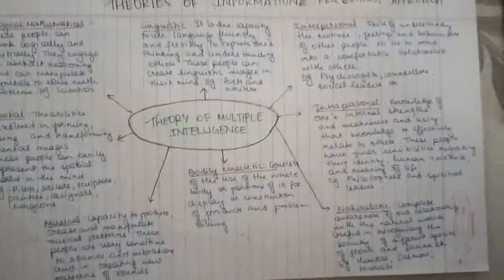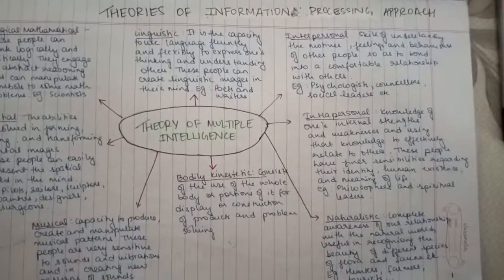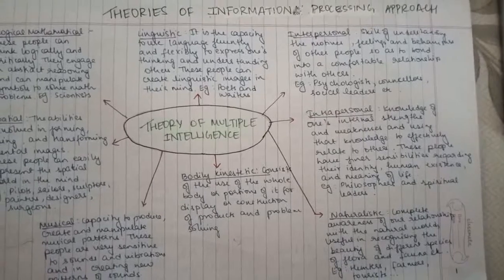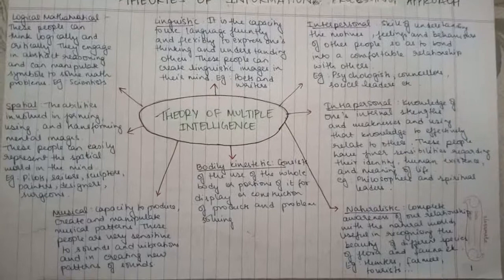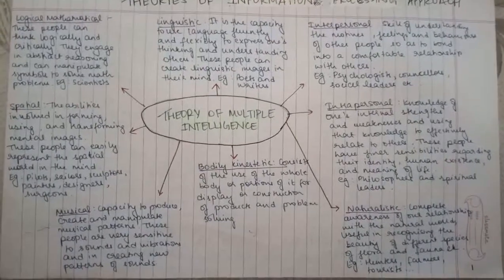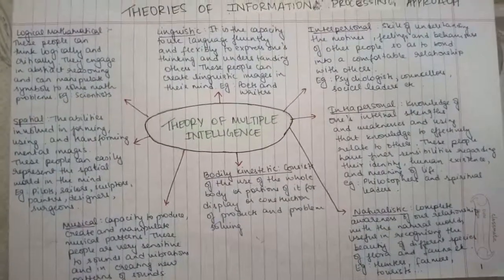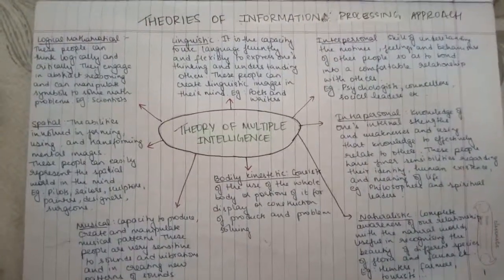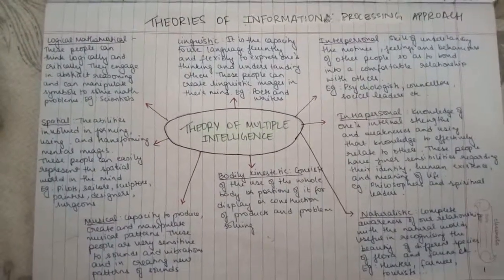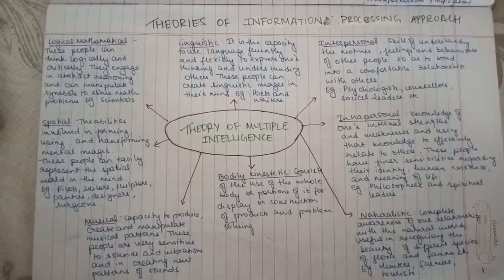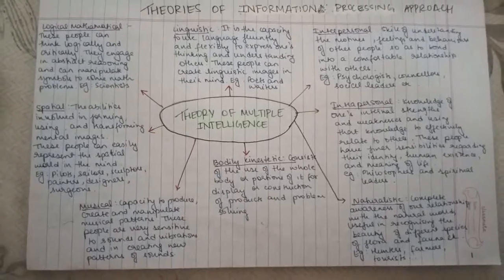And then coming to interpersonal intelligence. This is a skill of understanding the motives, feelings, and behavior of others so as to bond into a comfortable relationship with others. So you must have seen people who are so good with other people, who are so socially good, and who talk a lot and can interact well with people. So these are people who have interpersonal intelligence. Now, psychologists, counselors, social leaders, all these people have a good interpersonal intelligence.